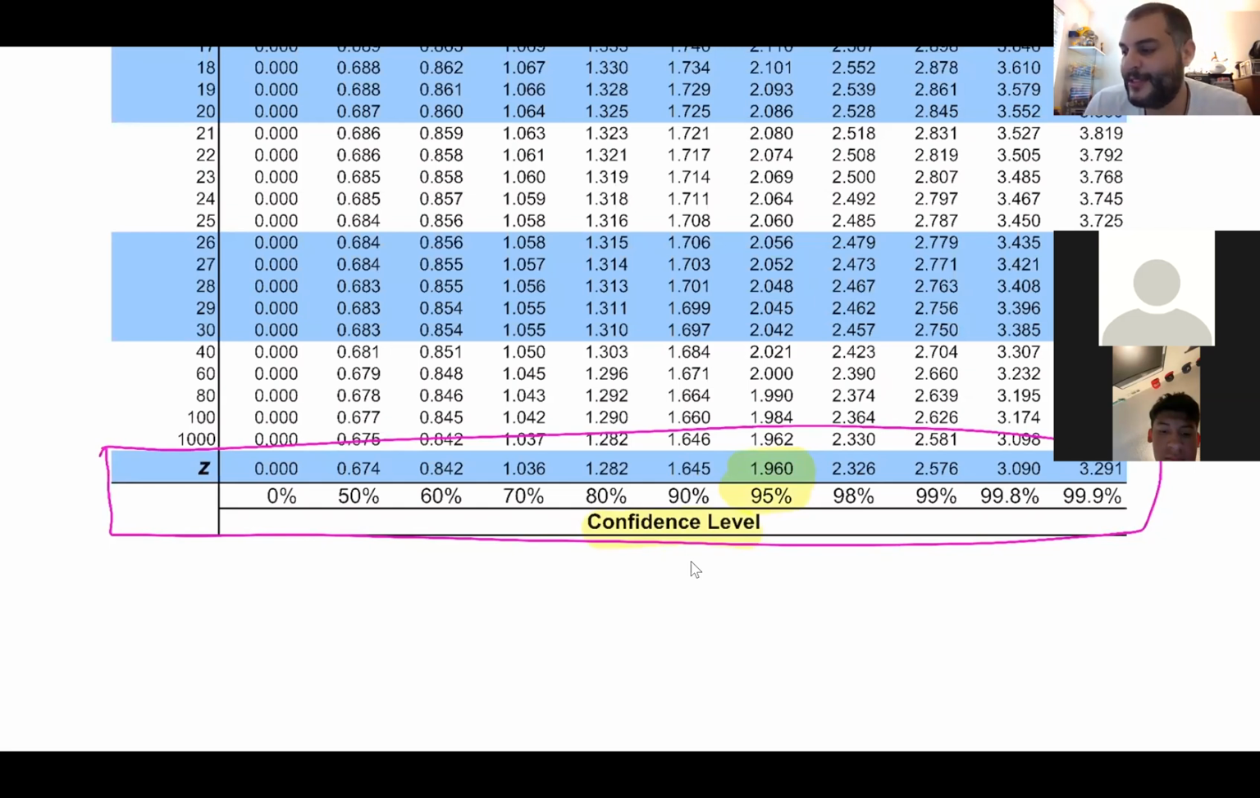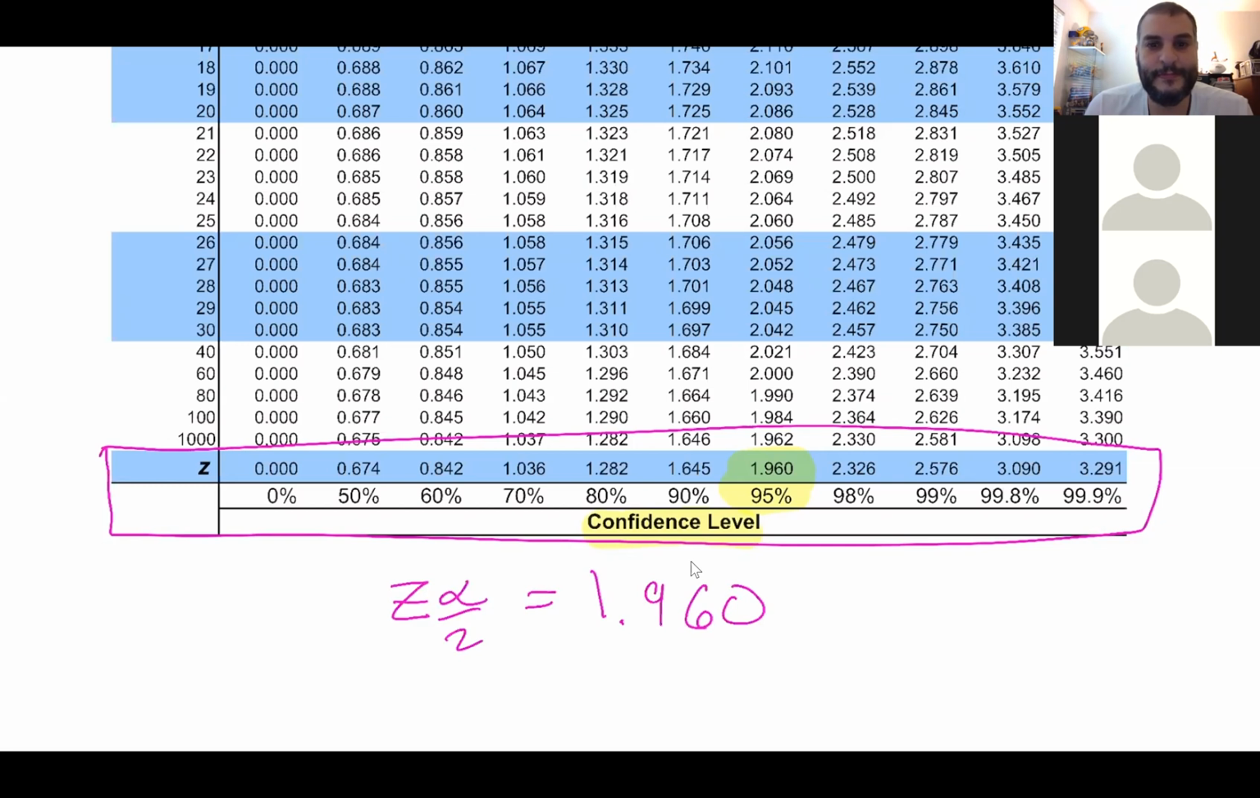And that will be my Z alpha divided by 2. So we'll say Z alpha divided by 2 is equal to 1.960. And that's how you find Z alpha divided by 2. You don't have to do anything else. That's your answer for Z alpha divided by 2. Any question on how to find Z alpha divided by 2?